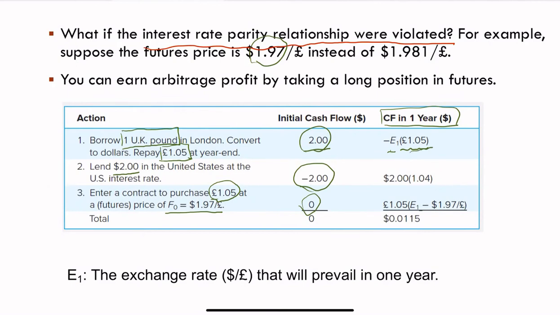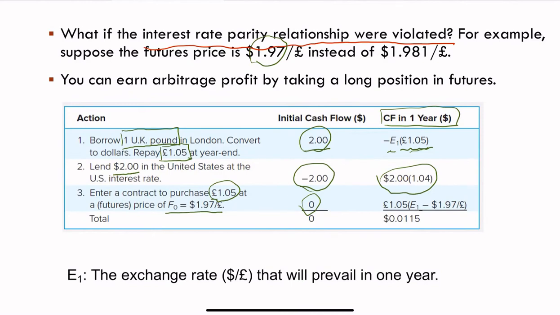Now, the second row. Here it basically means that you have invested $2 in the US, and the US has an interest rate of 4%. So at the end of the year, you will get 2 times (1 plus 4%).